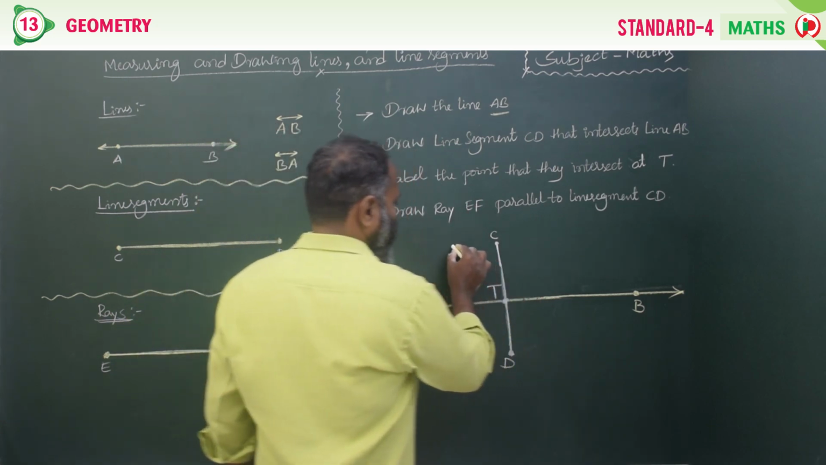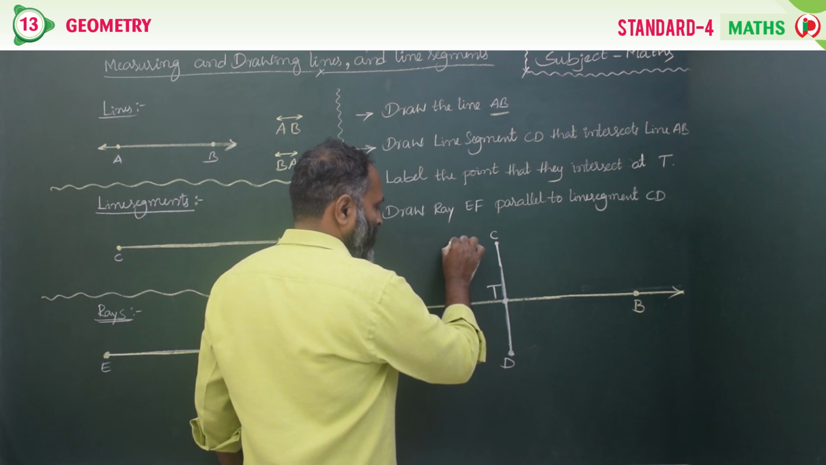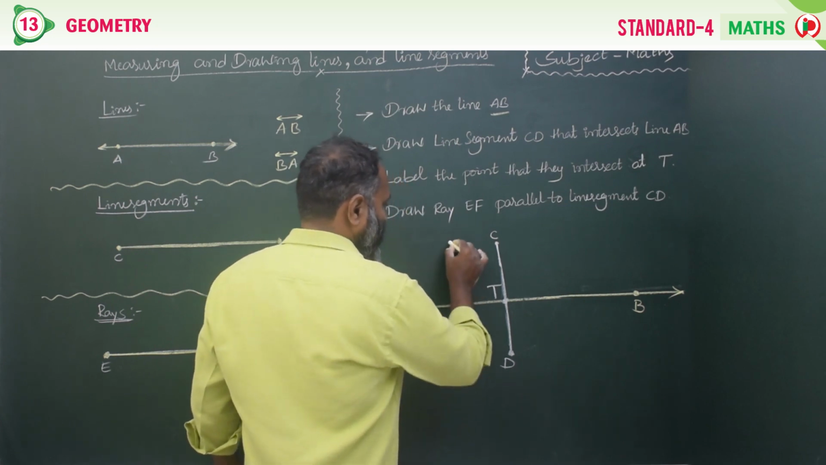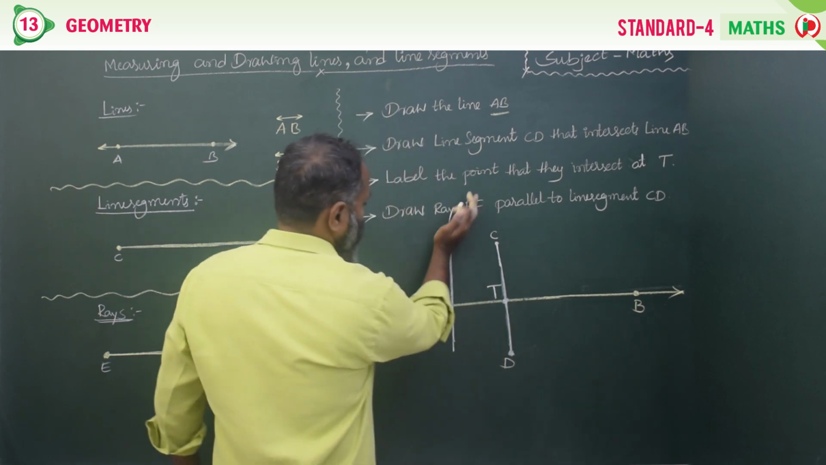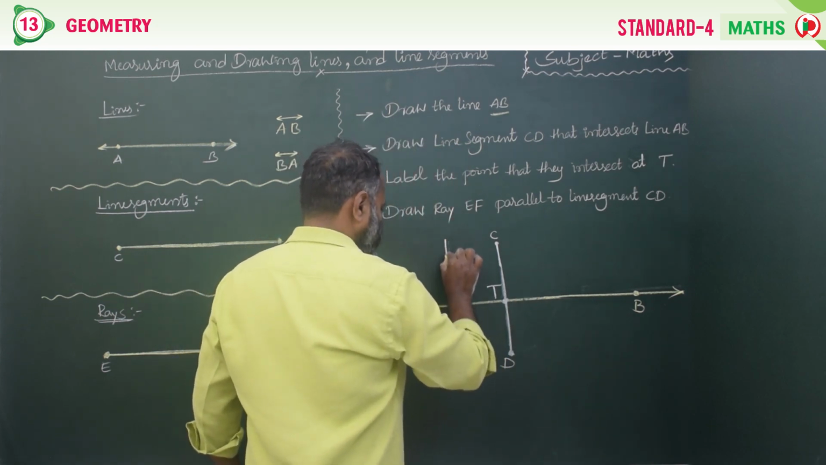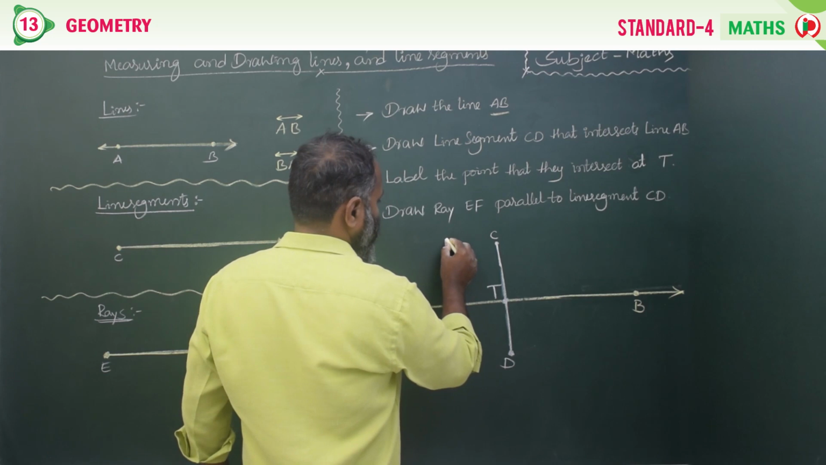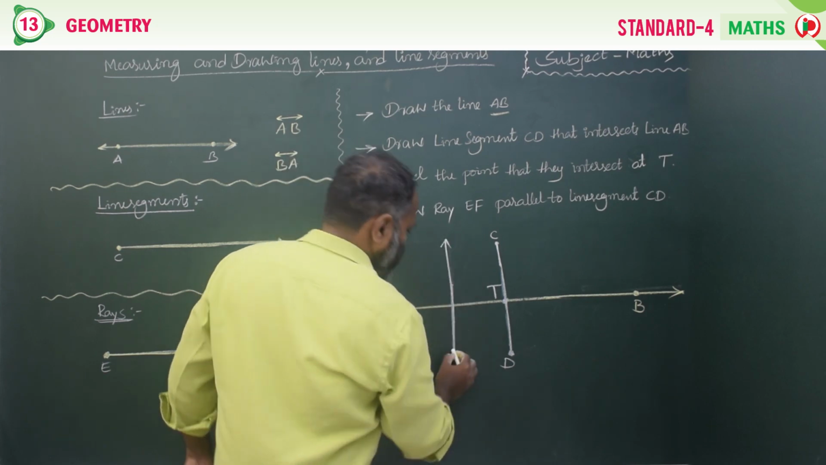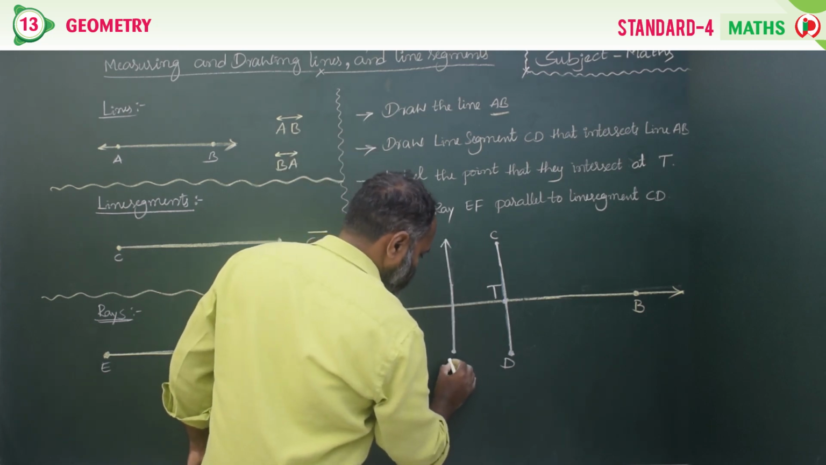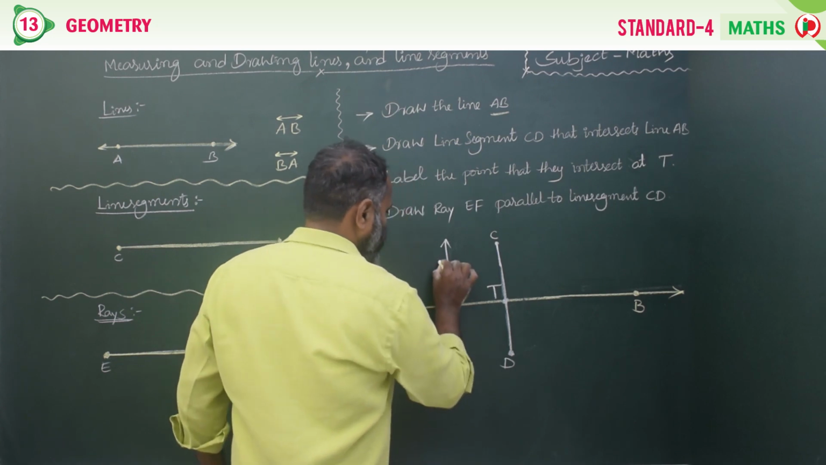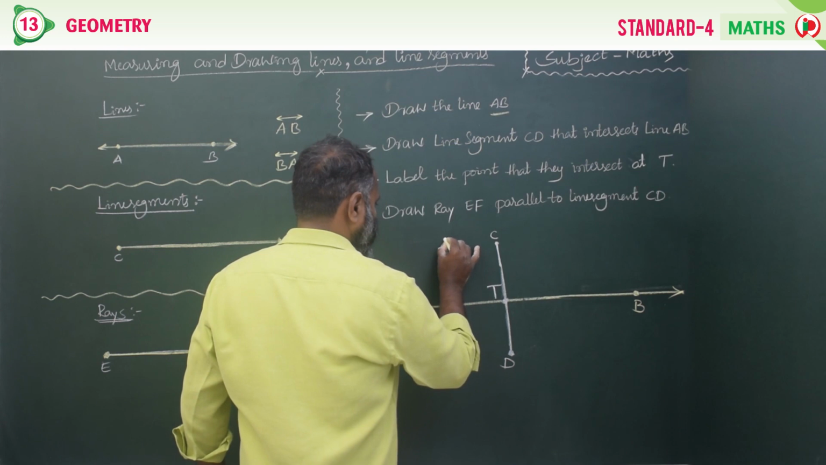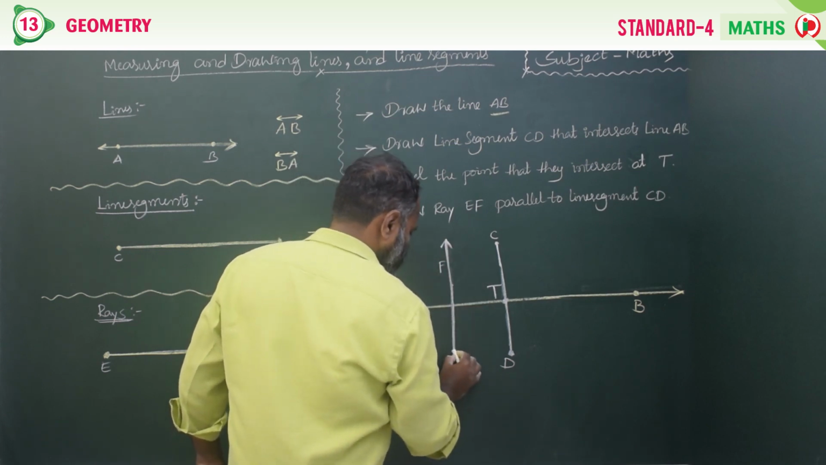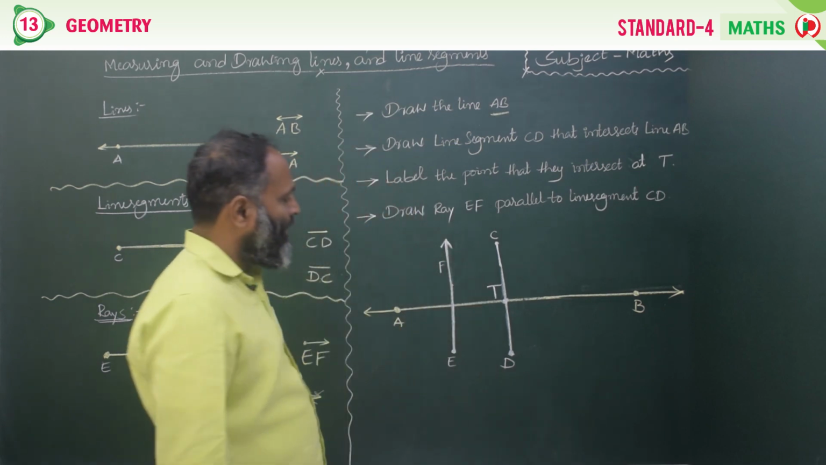So we should draw a ray EF, which is parallel to CD. These two are parallel to each other. E is the initial point and F is another point. This is the ray. EF is a ray.